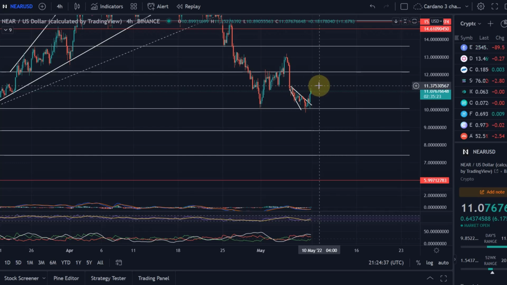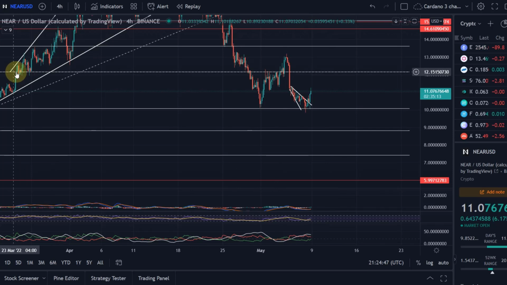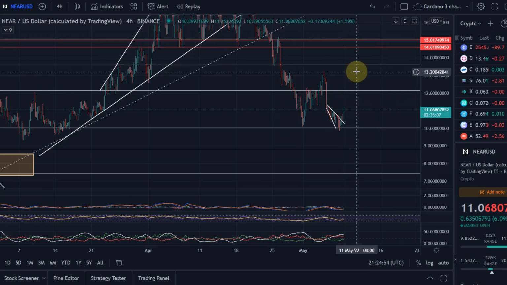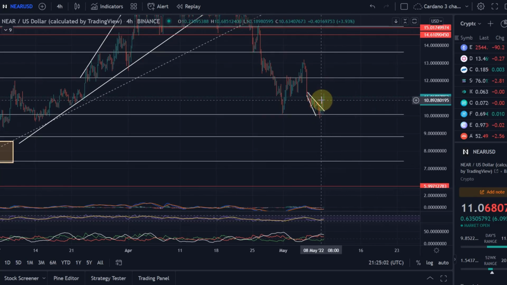Now, Near obviously needs to break that $11.30 resistance, and when it breaks that, it could move to $12.15. We had previous resistance and support back here, so it would be the next major level of resistance. And then to really end that downtrend, at least temporarily, the price would need to move above $13.20. That is the next level I'm looking out for. To the downside, of course, if we get rejected here, there should be strong support at $10.